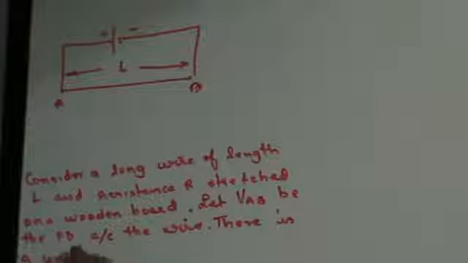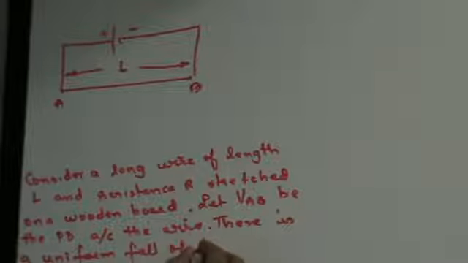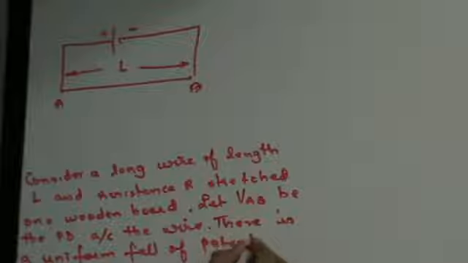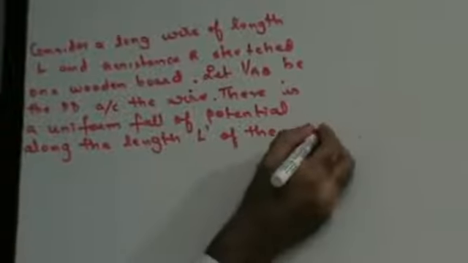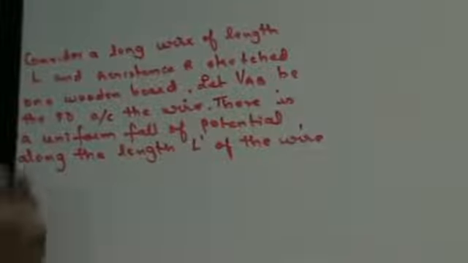So I can say that there is a uniform fall of potential along the length L of the wire, from A to B.